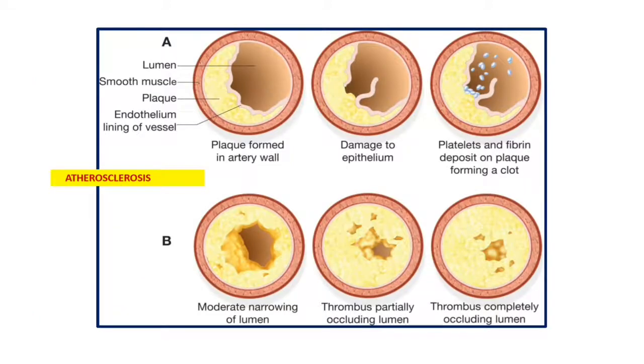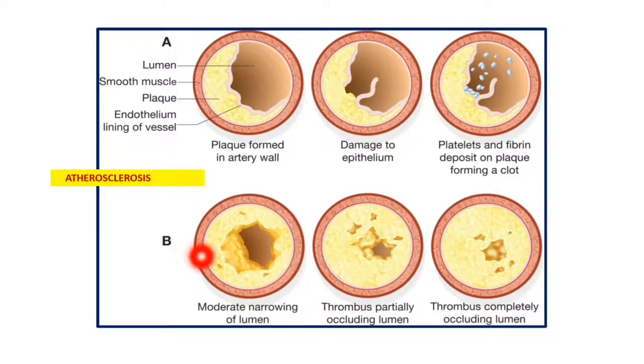Here you can see a cross section showing the progress of atherosclerosis. Here is the inner lumen of the coronary artery, and this is the smooth muscle and external layer. There is plaque formation with lipids, cholesterol, foam cells and platelets, which leads to damage of the epithelium. Epithelium means the inner wall of the arteries. That leads to the attraction of platelets and fibrin, which deposit there, forming a mesh that leads to clot formation.